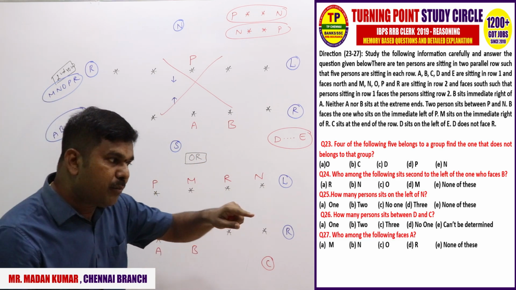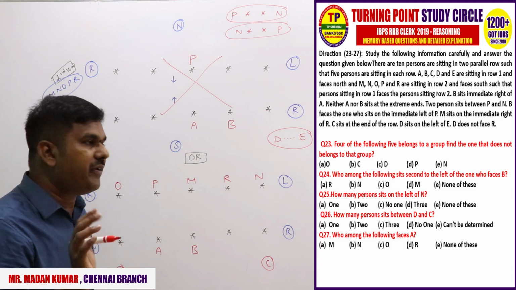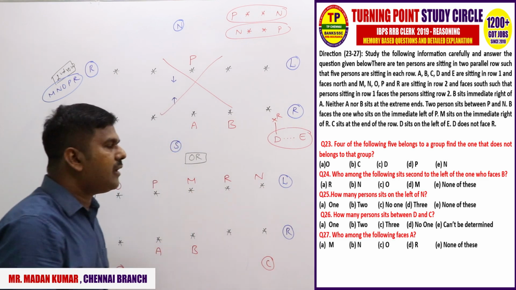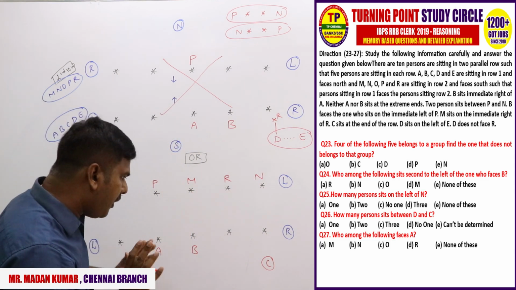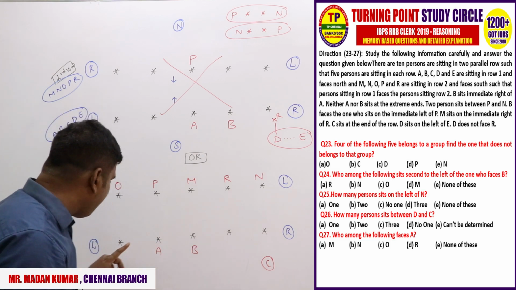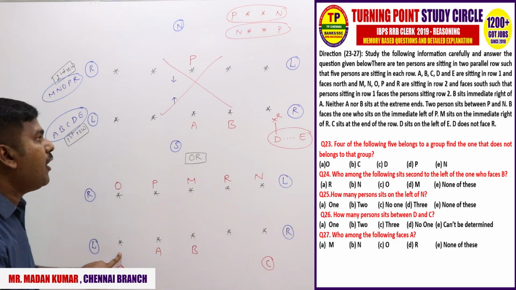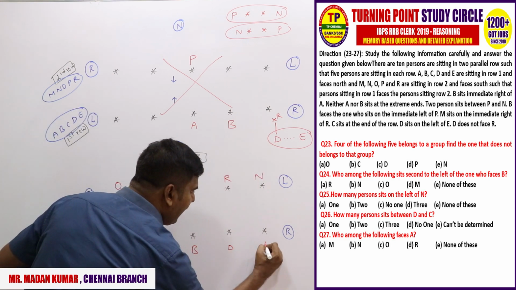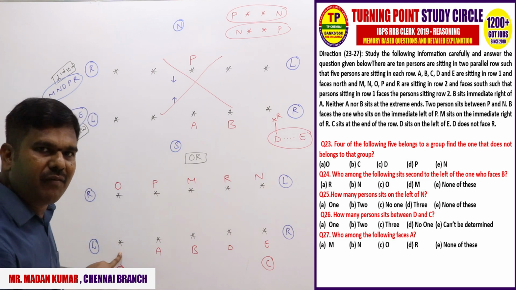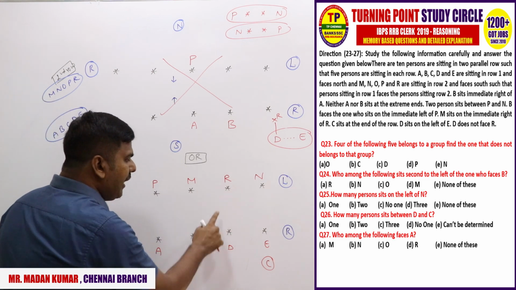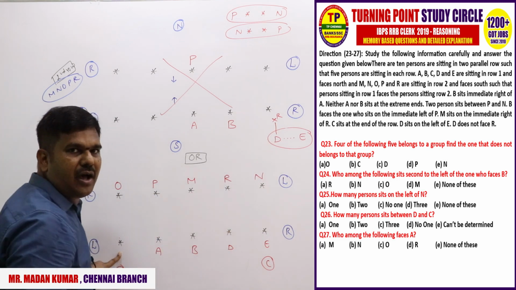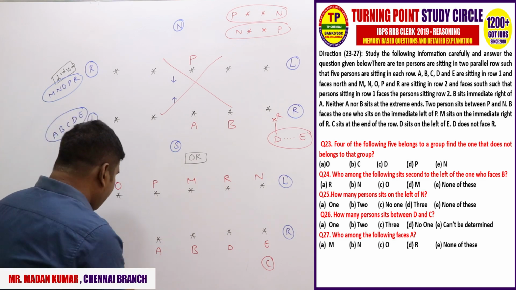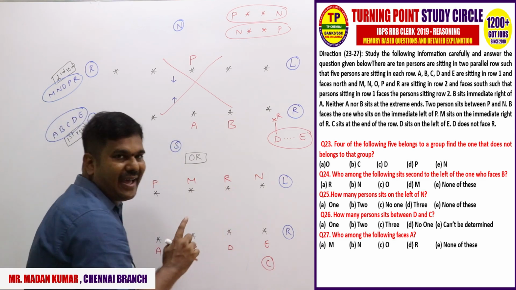Now one more piece of information is given: D does not face R. So D won't be facing R. But now suppose C is here. What is the possibility we will have? If D sits left of E, D will be here, E will be here. But what is the option being given? D should not face R. That means this option is ruled out. What does that mean? C cannot be here. C must be on the right end only.